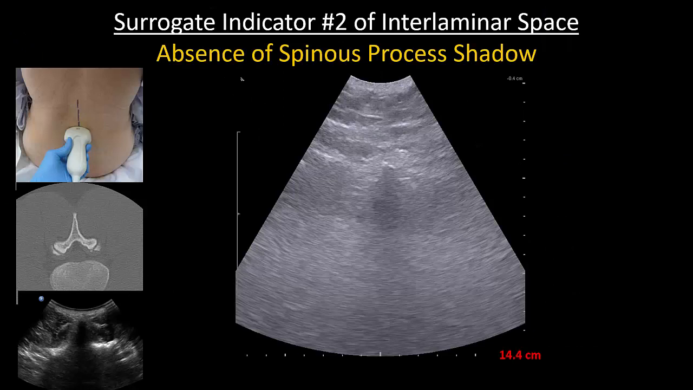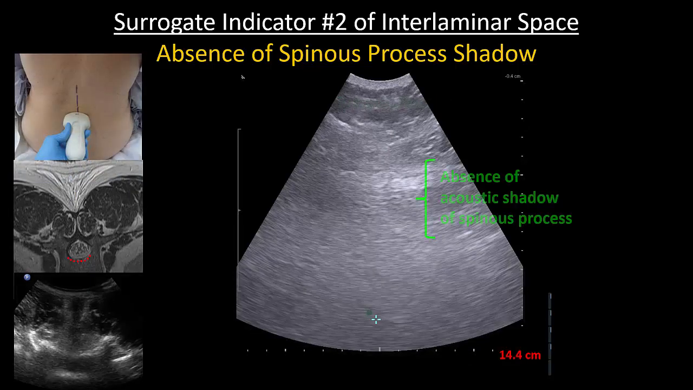The second surrogate indicator of the interspinous view and interlaminar space is the spinous process, or more accurately, the absence of the spinous process acoustic shadow. Even in this most obese patient, the spinous process can always be identified. For example, in this patient, there is over 4 centimeters of subcutaneous tissue, but the acoustic shadow of the spinous process is still visible.